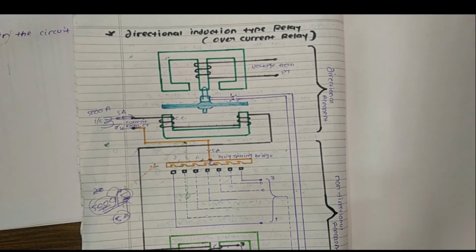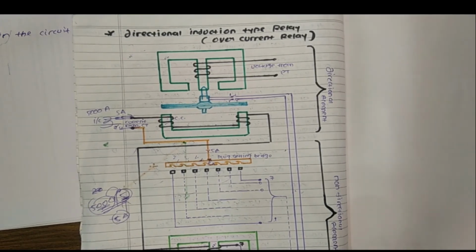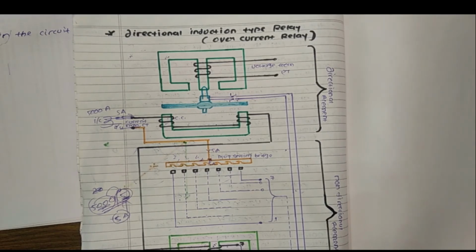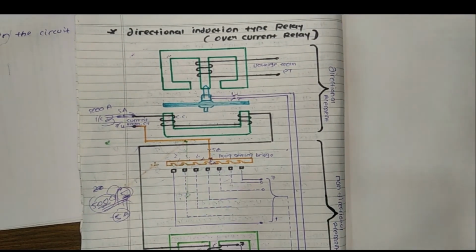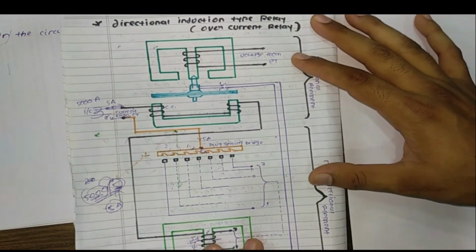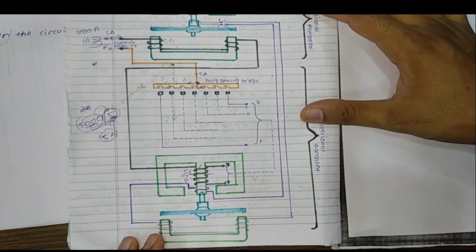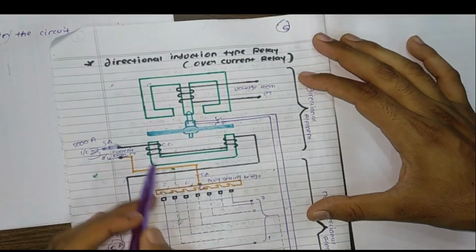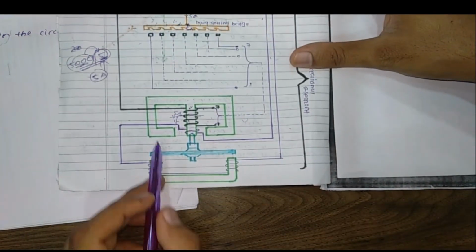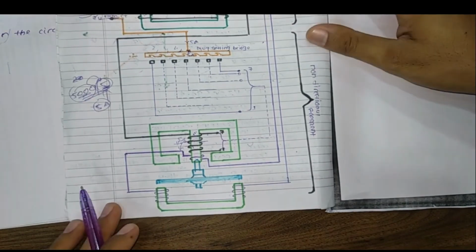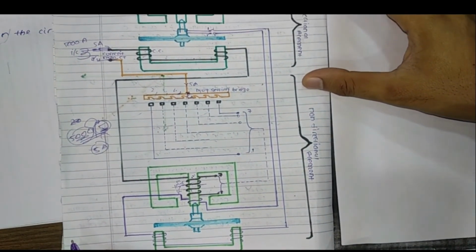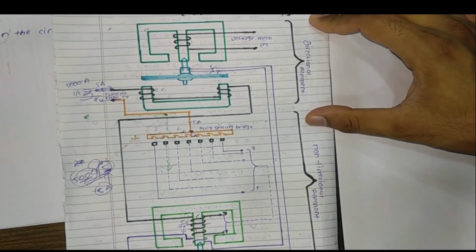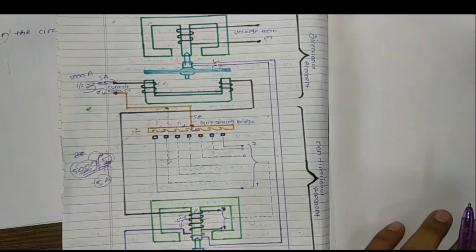There are two elements actually. The first one is the directional element and the second one is the non-directional element. So what is a directional element? As you can see here, this part is the directional element and this is the non-directional element. As you can see the structure here, it is the combination of both of these two.